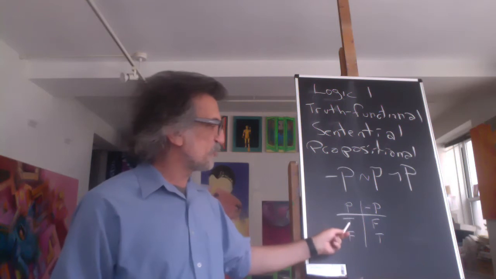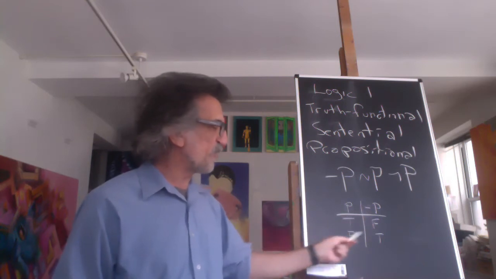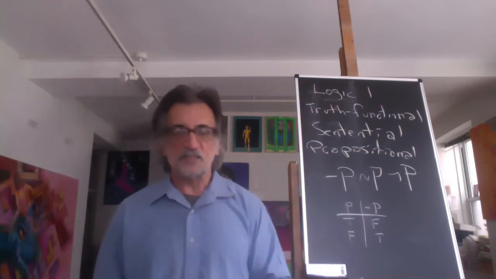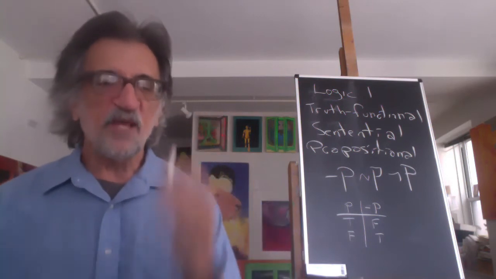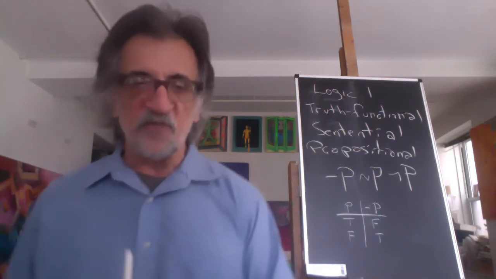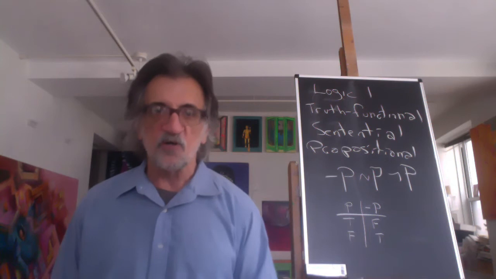It can be either true or false. If P is true, not P is false. If P is false, not P is true. Those are all the possibilities for negation. We have now given a precise, thorough, exhaustive definition of that connective called negation.